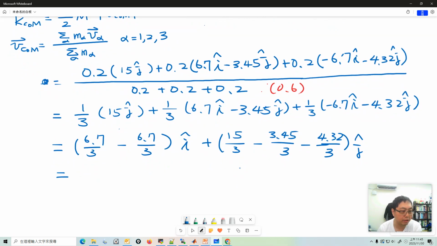The center of mass is 0 I plus, and we have to put a number in there. Okay, let me find my calculator. Wait a minute, where's my calculator? Let's see.